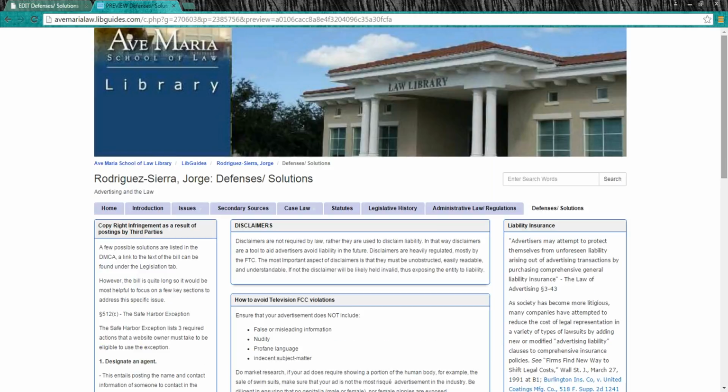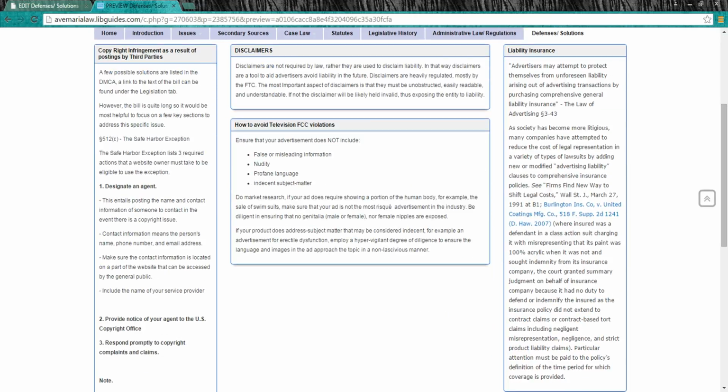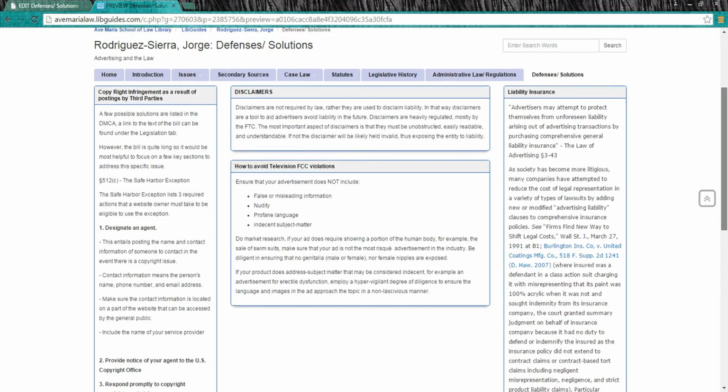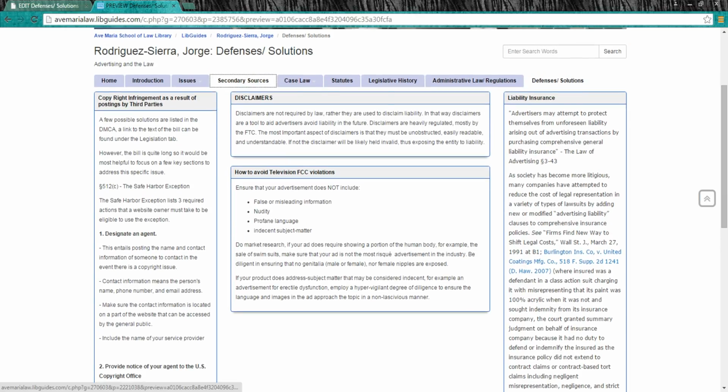On how you defend against one of those violations, basically you ensure that you don't have false or misleading information, nudity, profane language, or indecent subject matter. Do your market research. Make sure that your ad isn't the most risque ad being aired right now, and look at ads that had been banned or fined for violating the FCC, and ask, does my ad come close to this ad? If it does, probably tone it down a little, scale it back, and try to be as tasteful as possible. Otherwise, you could be facing very hefty fines, and those are very costly mistakes.